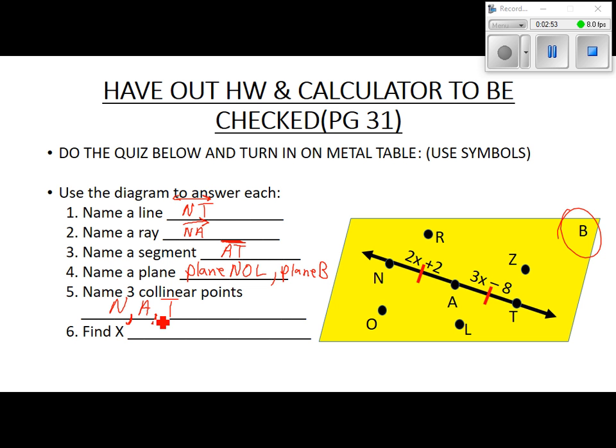The next one said, find X. What do these markings tell us about these two segments? They're equal. So tell me the equation I could set up. 2x plus 2 equals 3x minus 8. Are our equations always going to be set up that way? No. Now what? Subtract 2x on both sides.